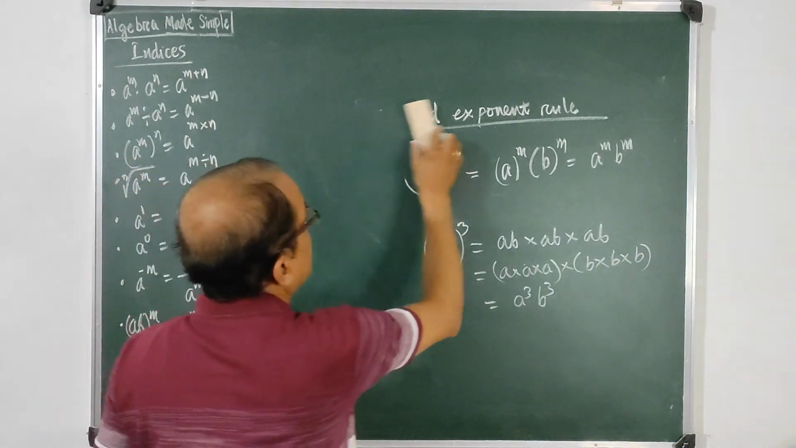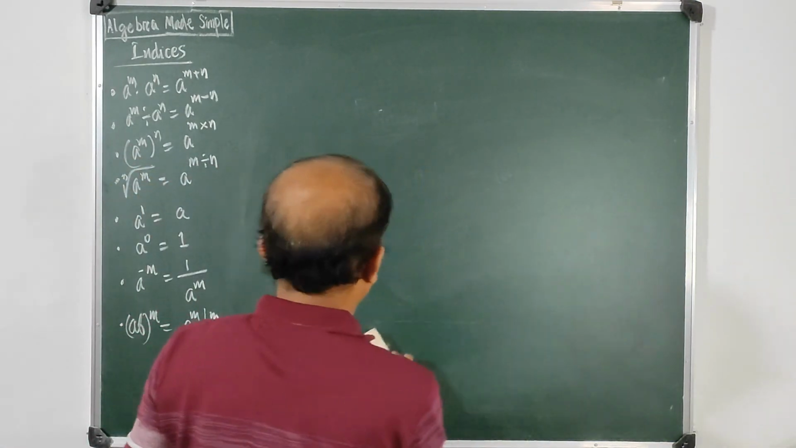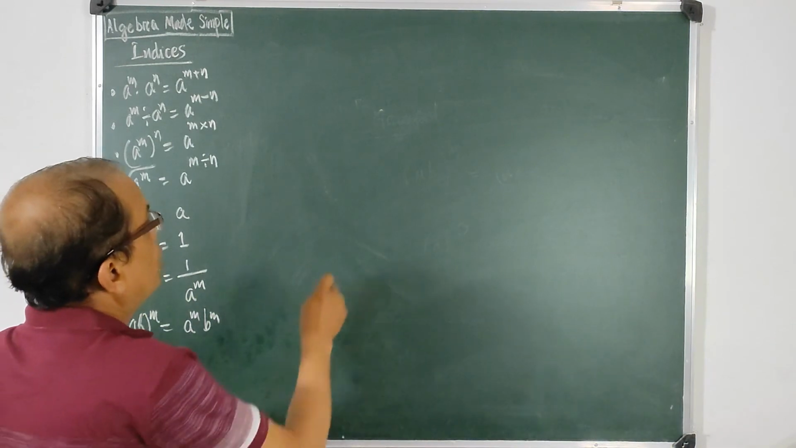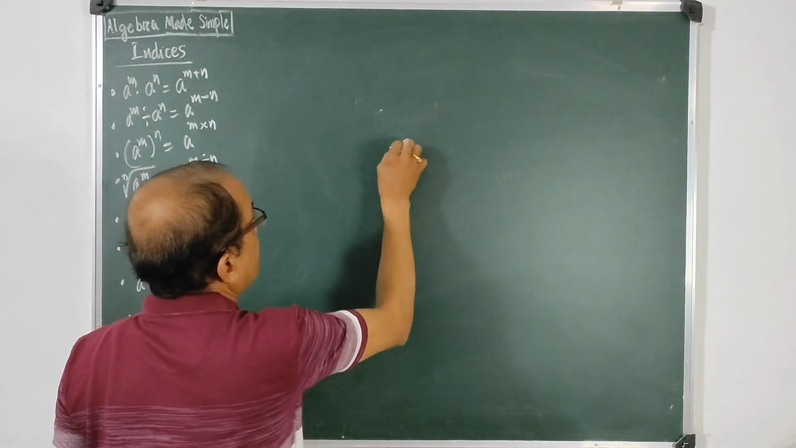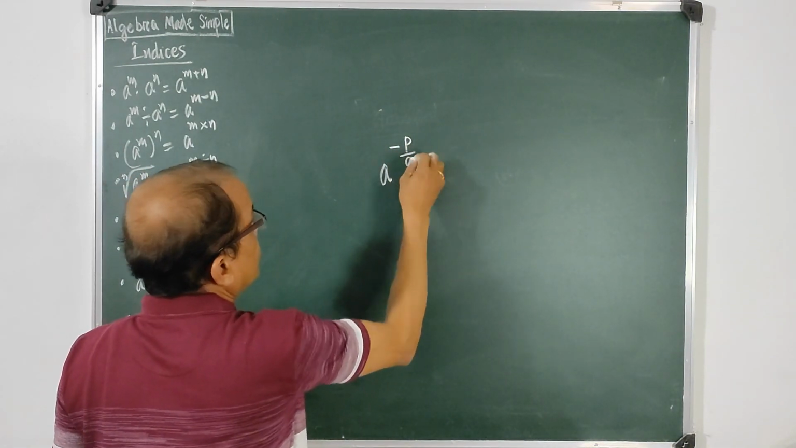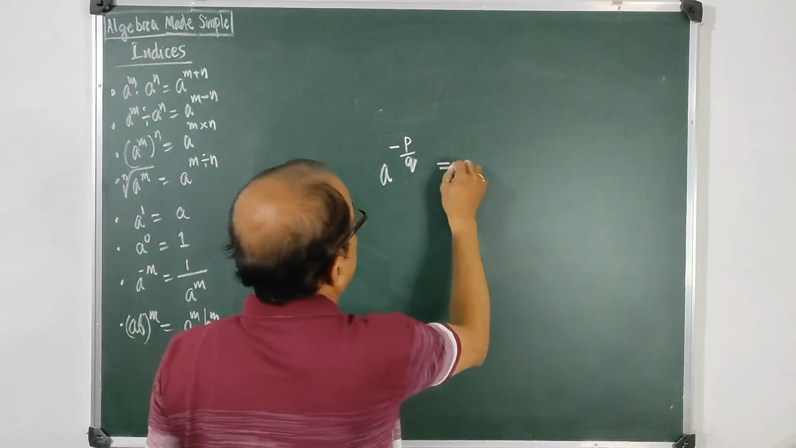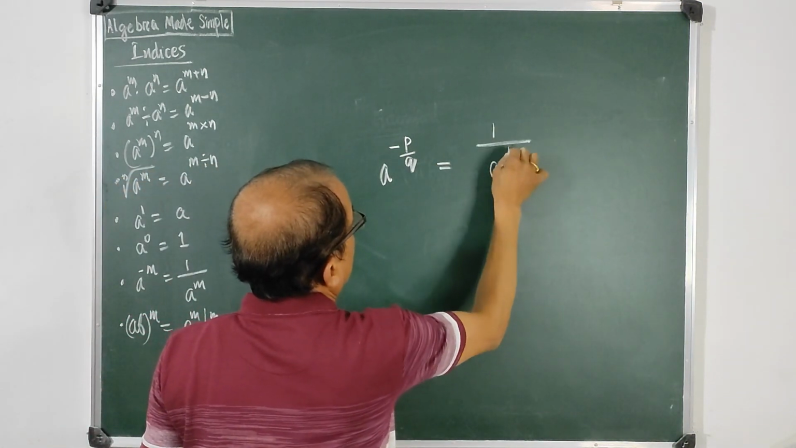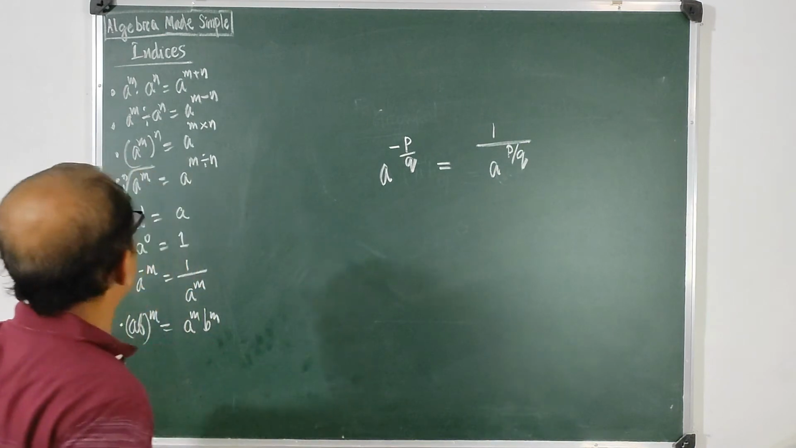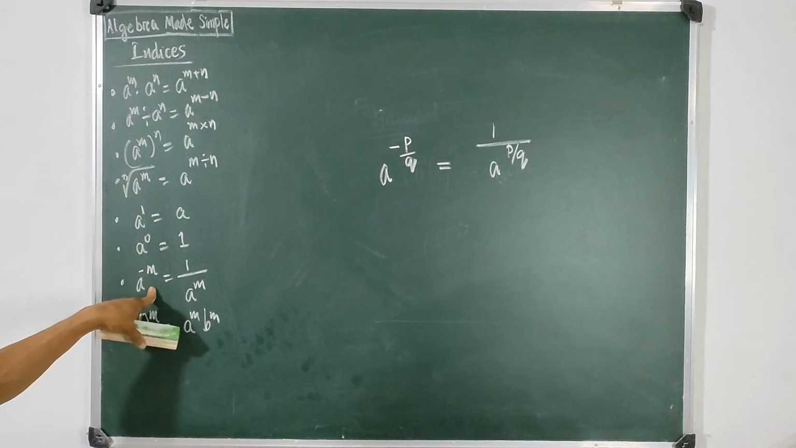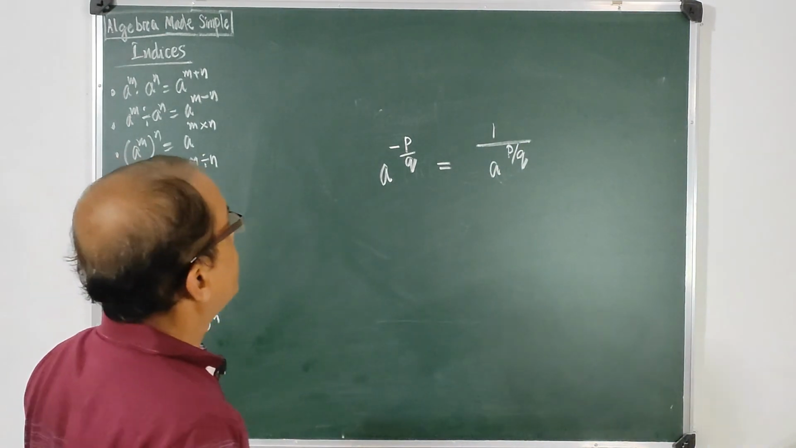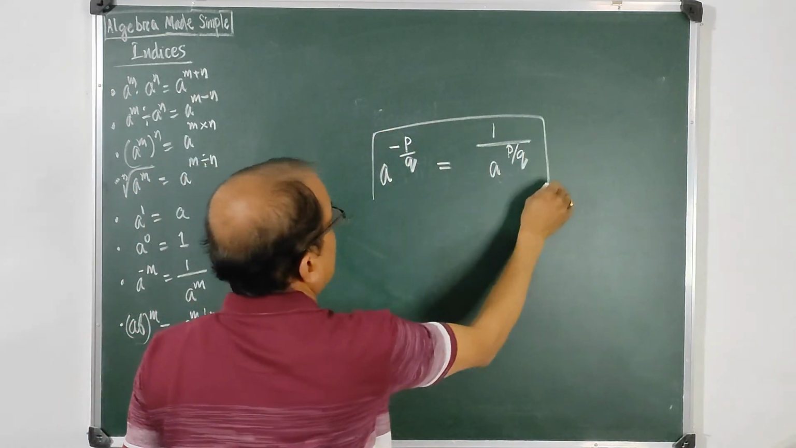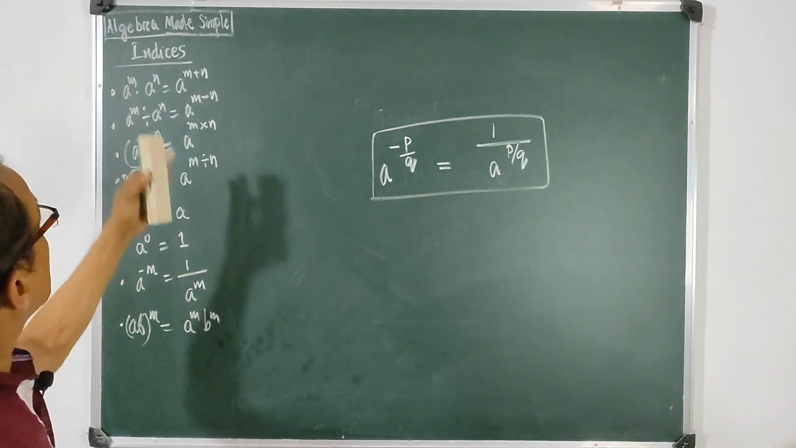And the next is an extraction from these rules. If we have a to the power minus p by q, we can write this as 1 upon a to the power plus p by q. This rule comes from this one. So it is the same thing, we need not go for more. This is all about the laws of indices.